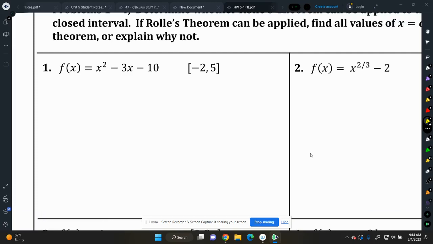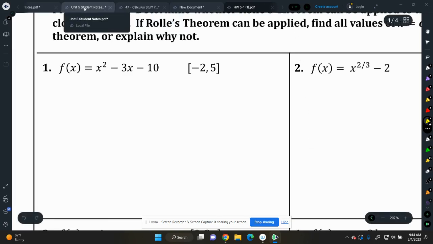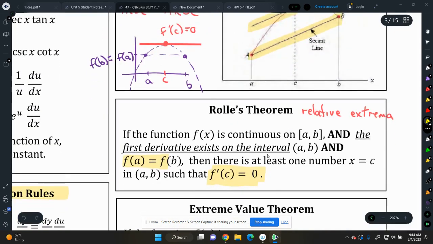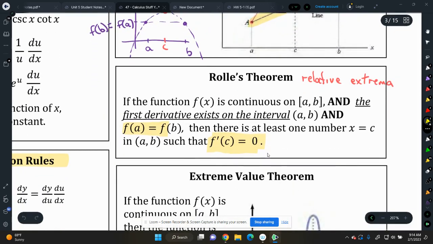Determine whether Rolle's theorem can be applied to the function on the closed interval. Okay, so let's just take a moment to go back and look at those theorems. Rolle's theorem requires the function to be continuous and differentiable, and f of a has to be equal to f of b. That means there's at least one place on the interval where the derivative is equal to 0. In other words, the slope of the secant is equal to the slope of the tangent.